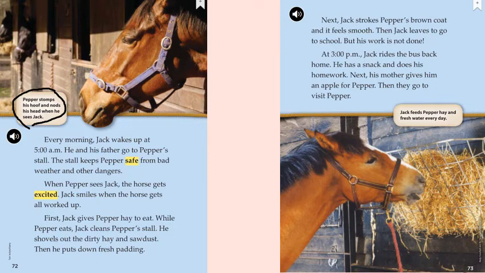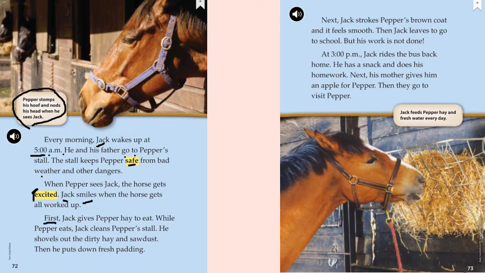Let's continue reading. Every morning, Jack wakes up at 5 a.m. He and his father go to Pepper's stall or barn. The stall keeps Pepper safe from bad weather and other dangers. When Pepper sees Jack, the horse gets excited. Jack smiles when the horse gets all worked up. All worked up has the same meaning as the word excited, okay?